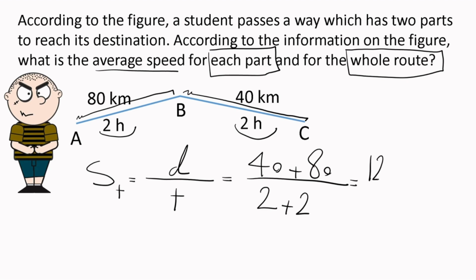It's going to be 120 over 4, which is 30. What is the unit of 30? Because we have distance based on kilometer and t based on hour, the unit will be kilometer per hour.